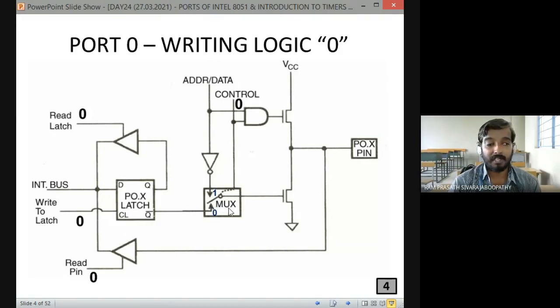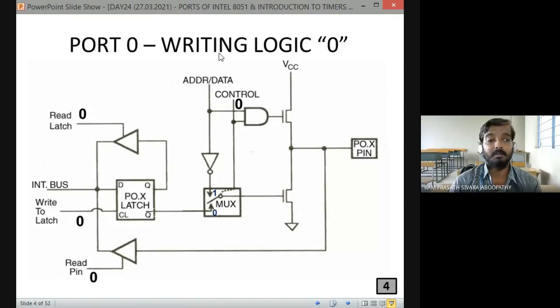So we have a multiplexer here. This multiplexer has 2 inputs and 1 output. The selection is done with the help of this control line. If the control line is 0, the connection is with the complemented output of the P0.x latch. If the control signal is 1, it is connected with the address data line, that means the complemented value of the address or data line. I hope it is clear to everyone.